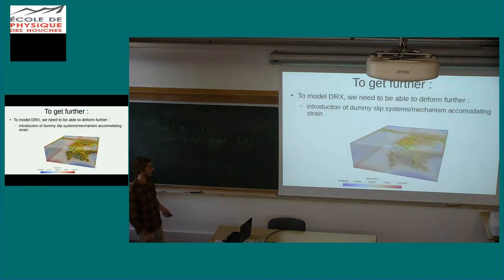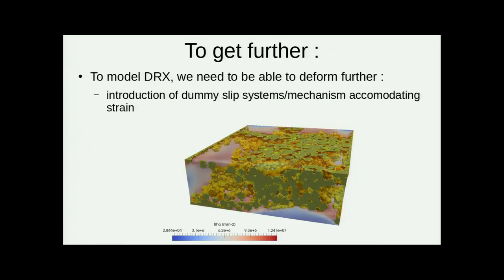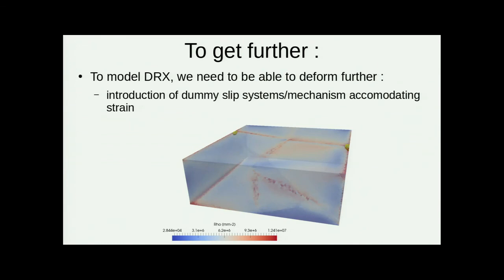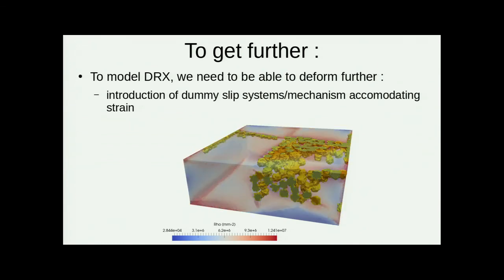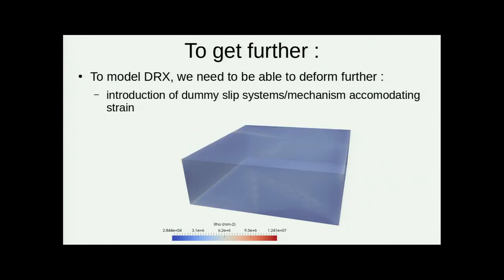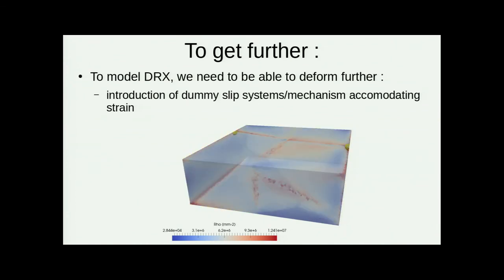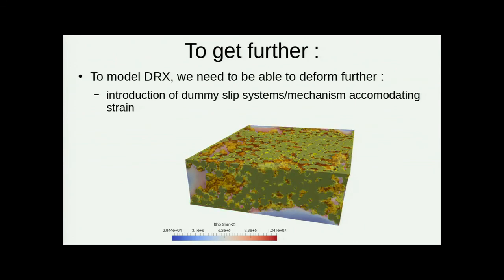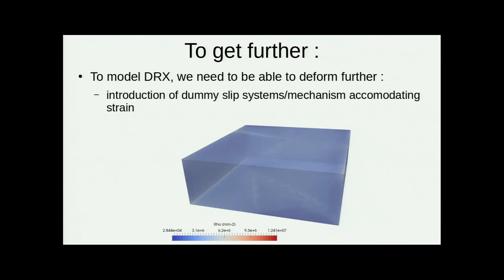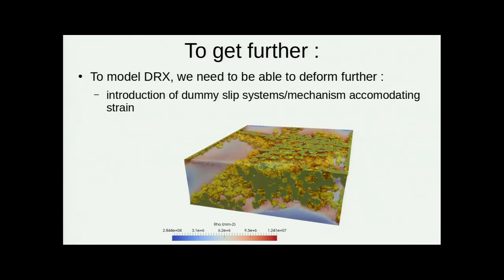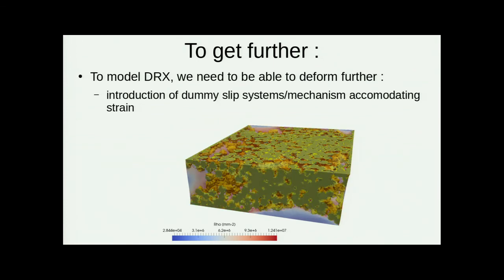For the end of my thesis, I want to have a dynamic recrystallization simulation of at least olivine, and so for this I have to deform my models more. I think I have to implement a kind of isotropic mechanism which will accommodate strain instead of the elasticity, because if not, it doesn't work.